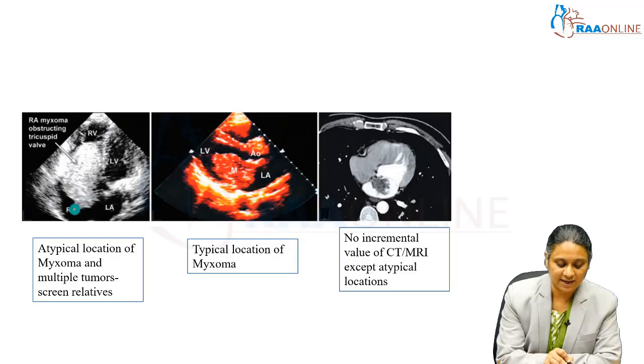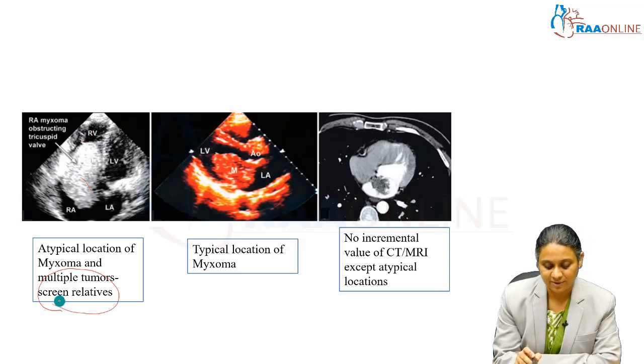Here you can see it is an atypical site of involvement, right atrium prolapsing through the tricuspid valve into the right ventricle. So, it can present as TS or TR or sudden RVOT obstruction resulting in sudden cardiac death. So, atypical location means we have to screen the relatives also for presence of myxoma.